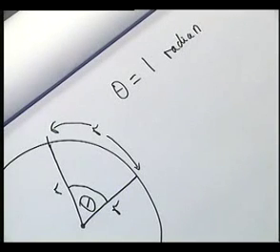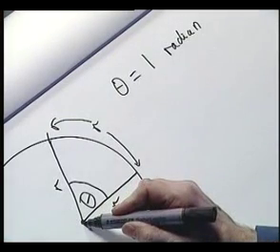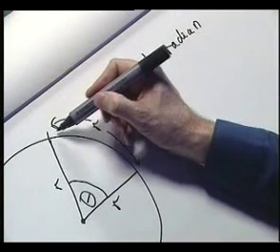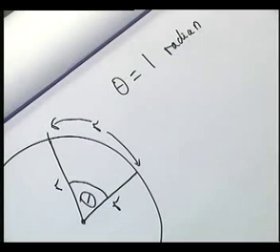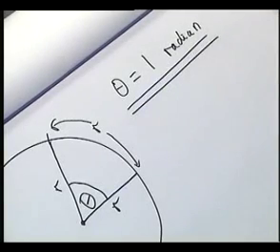And if we want a definition of that, then the definition is the angle of 1 radian is the angle subtended at the centre of the circle by an arc that is equal in length to the radius of the circle. So that gives us our definition of a radian.